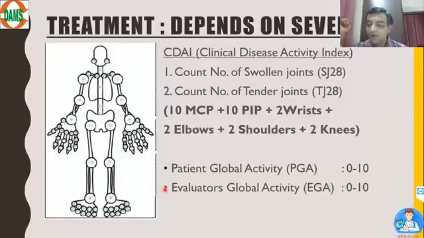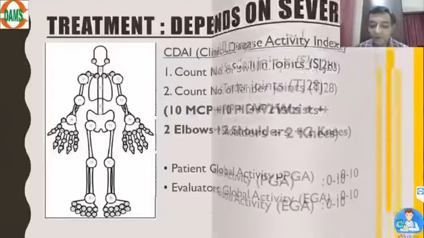So we want to count. We will count them only when they are actively involved. We will count the joints which are actively, that means simultaneously, involved. That's how we have to do that.